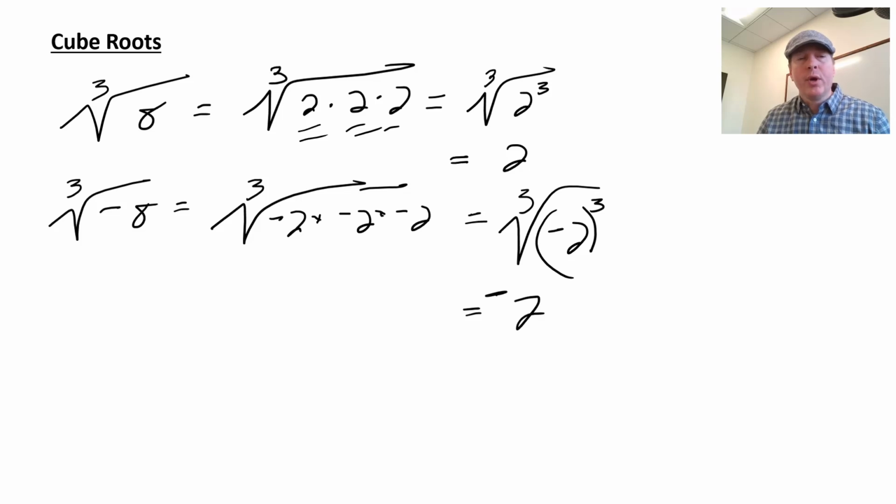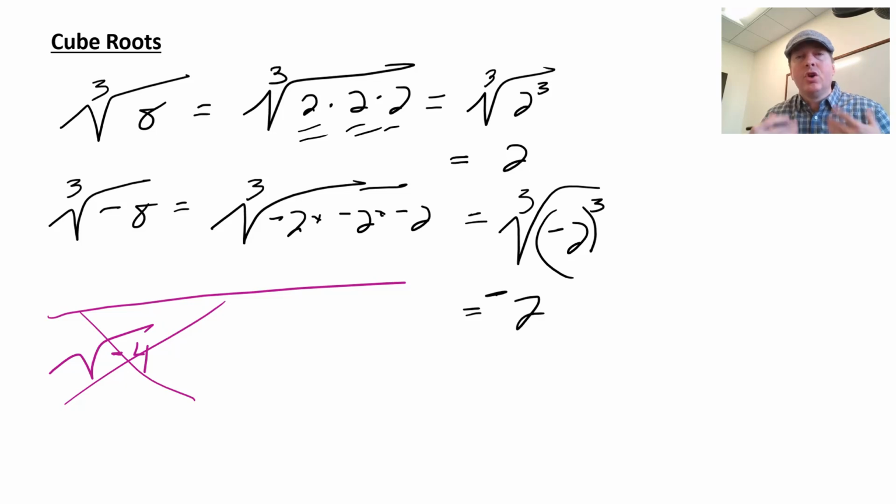Now, a point on square roots, you can have the cubed root of a negative number. You cannot have the square root of a negative number. So square root of -4 does not exist, not defined. There's no number that you can multiply by itself twice to get a negative number. So no such thing as the square root of a negative number.